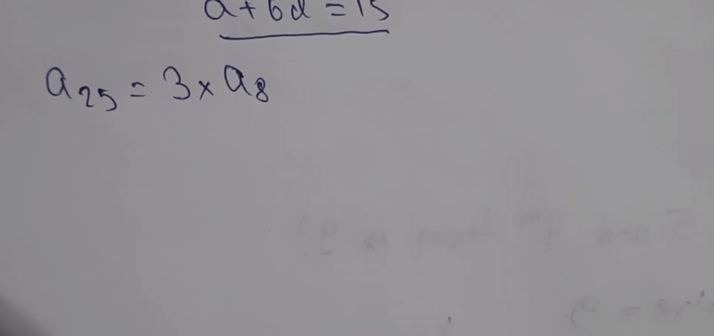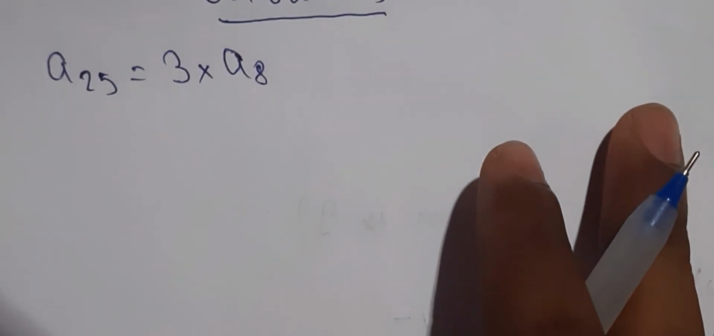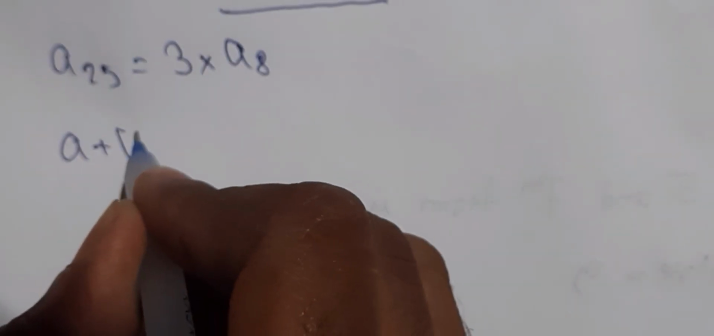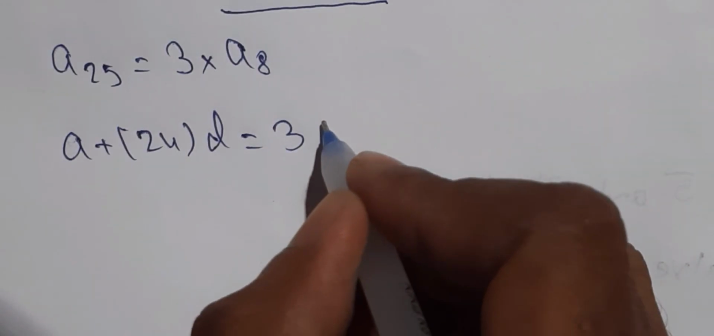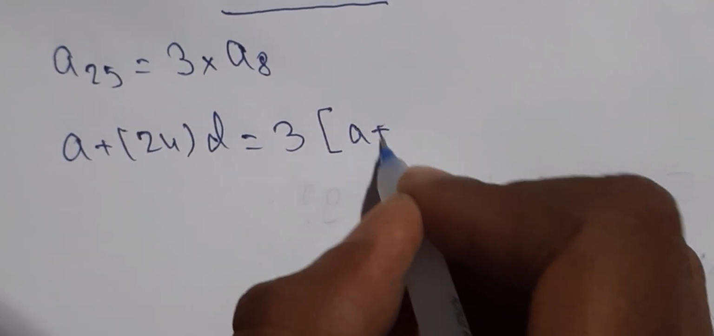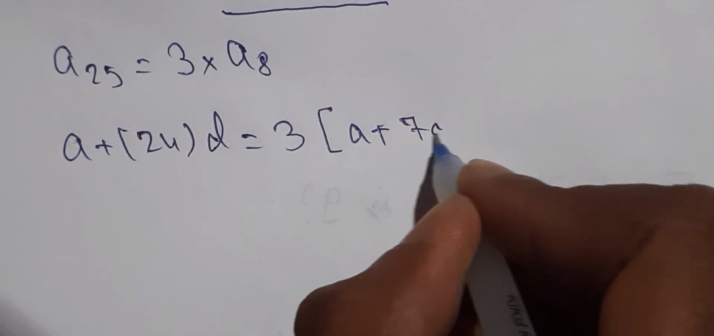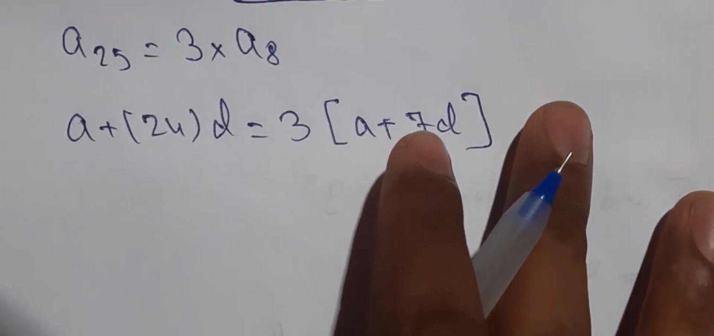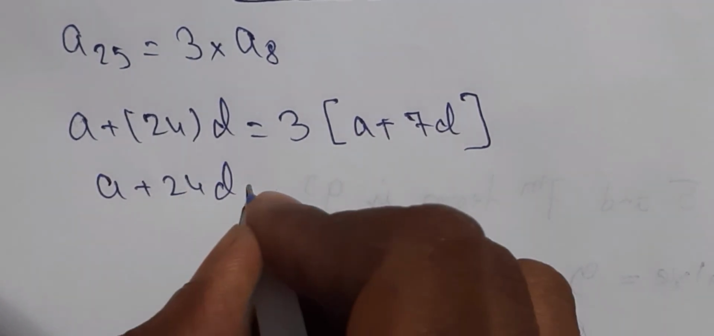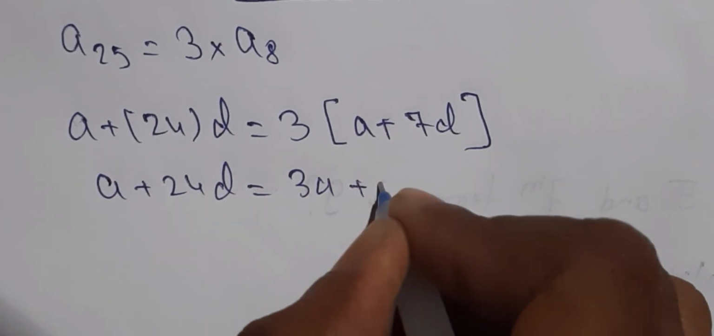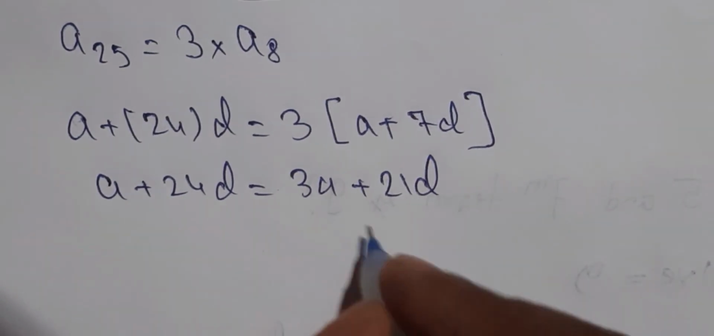So this is the meaning. Let us solve this one. 25th, how will I write? So a plus (25 minus 1), so 24d, is equal to 3 into the 8th term, in the bracket a plus (8 minus 1), so 7d. Now let us solve this one. So a plus 24d is equal to 3a plus 21d.